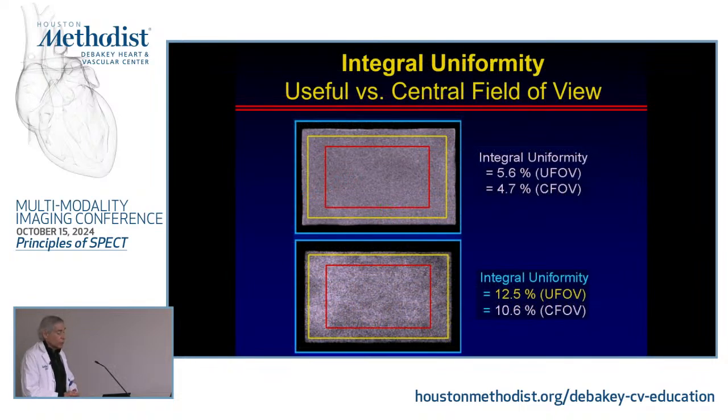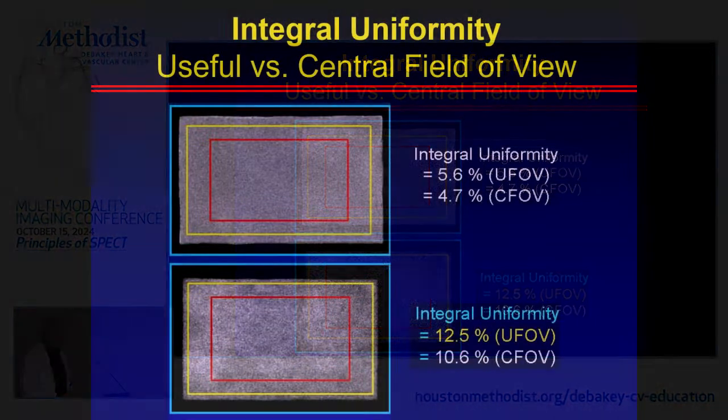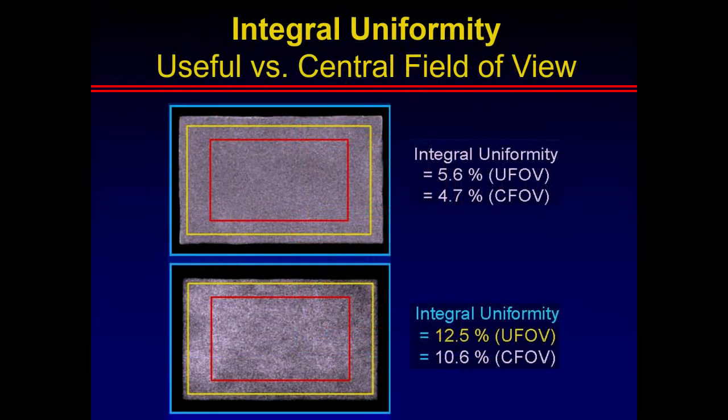And so if you look at this particular image, you can see the one on the top, the uniformity was 4.7 in terms of the central field of view. But if you look at the uniformity on the bottom, you can see how blotchy that image is. And that's very bad uniformity. It's over 10%. And so every day we measure uniformity on our systems and correct for any non-uniformity by flooding the cameras and making sure that they're responding adequately.